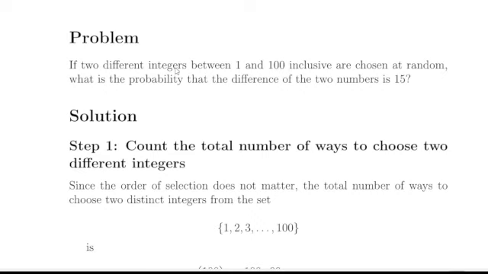If two different integers between 1 and 100 inclusive, so that means including 1 and 100, are chosen at random, what is the probability that the difference of the two numbers is 15?